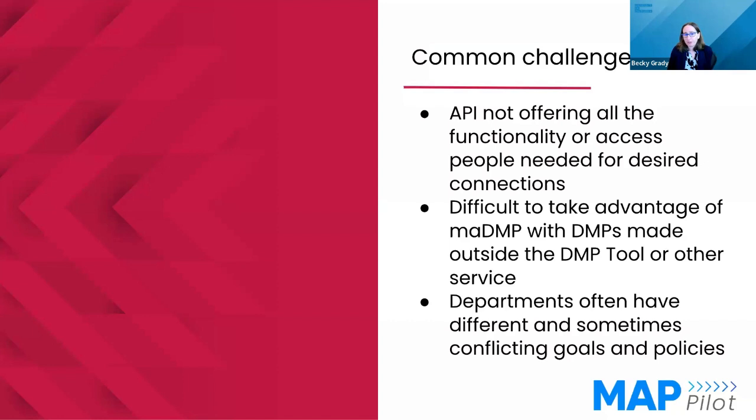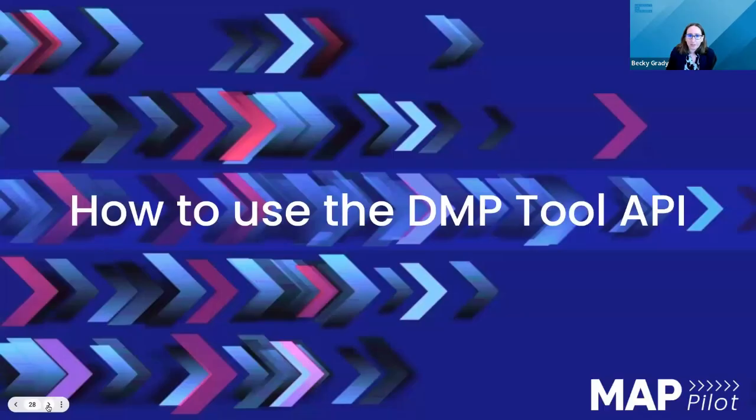And then finally, the departments often have different and sometimes conflicting goals and policies. So there's just an increasingly complicated landscape for research data management. And there's a lot of challenges that people had trying to work together and build a lot of these connections. This is something Cynthia is going to talk about some strategies for in her section. So with that, I'm going to pass it off to Brian.